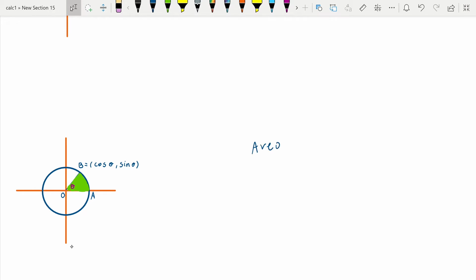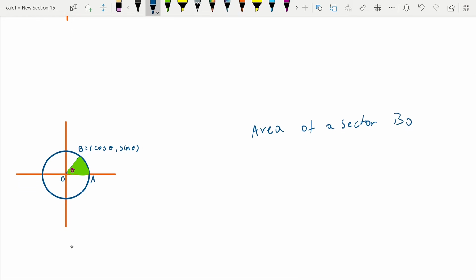So the sector BOA is 1/2 the angle. Theta, remember, if we're considering the whole circle, would be 2 pi, so it will give us pi, times r squared, times 1 squared in this case, because the radius of the circle is equal to 1. So we simply get 1/2 theta, or theta over 2.